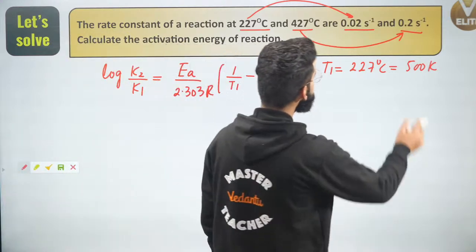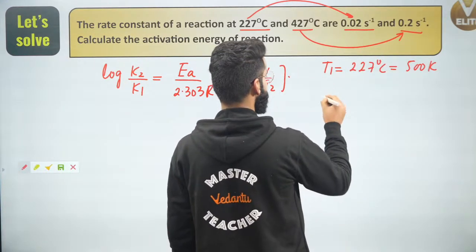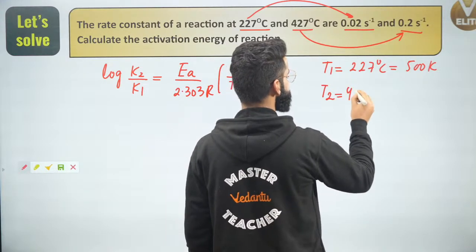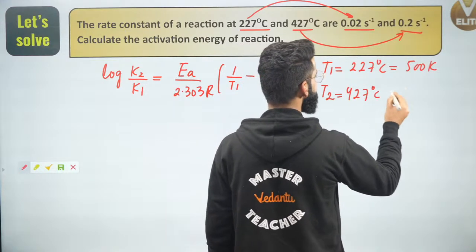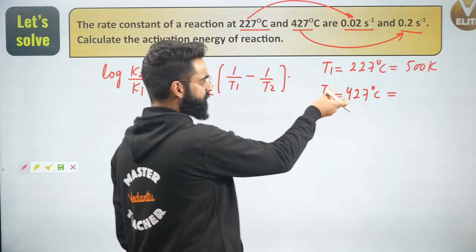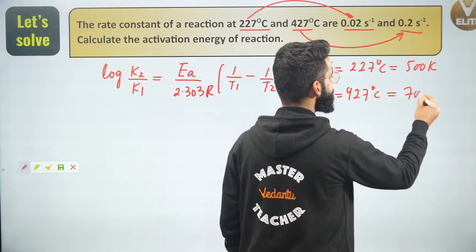Yes. Similarly, guys, what about 427 degrees centigrade? T2 is equal to 427 degrees centigrade. 427 degrees centigrade means how much? Add just 273 to it, it's going to be 700 Kelvin.